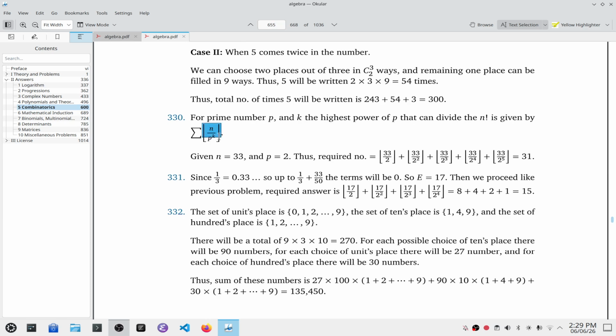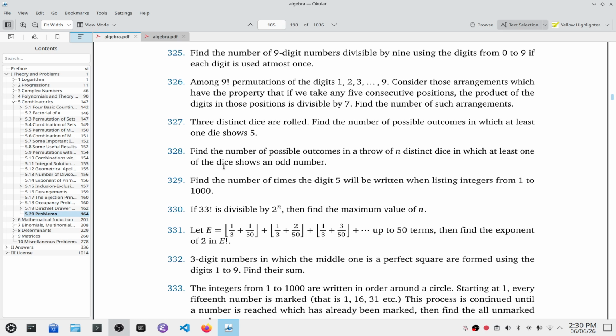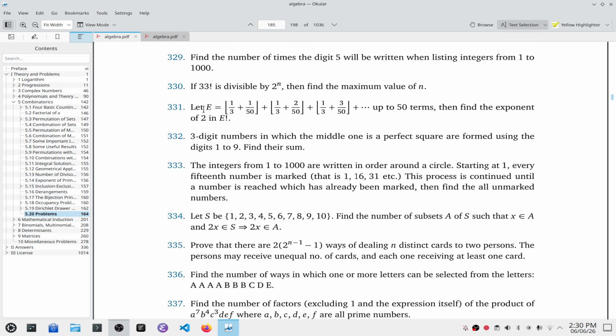This formula I have not shown, but I will probably show this formula in the next video, how you derive this. And I'll put this in theory as well. Okay. So we continue with question 331.